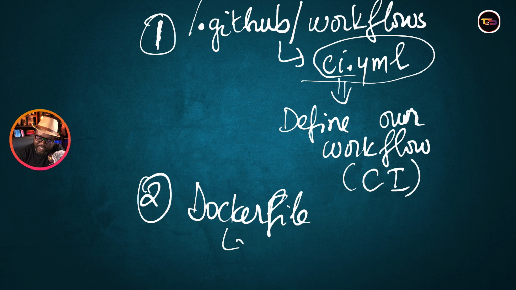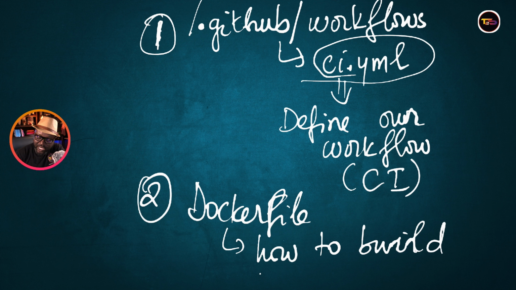And a Dockerfile is a text file which defines how we want to build, so it defines how to build our Docker image. And this Docker image, we build it, and then we can run it, and also we can deploy it.